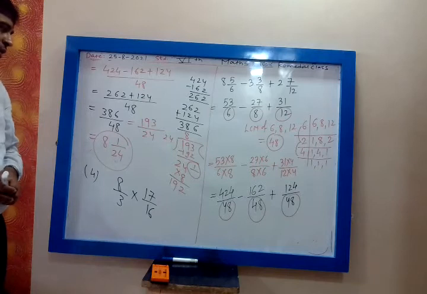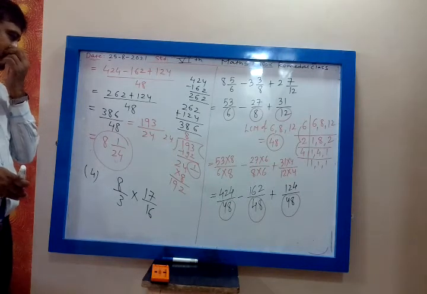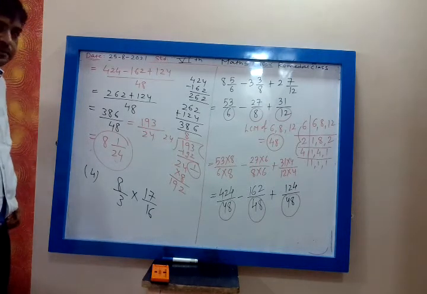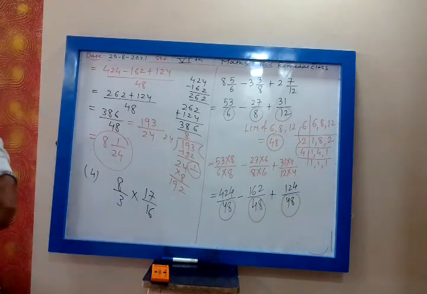Yes, Parth Joshi, how were you getting 8,100? Answer is 193 upon 24.